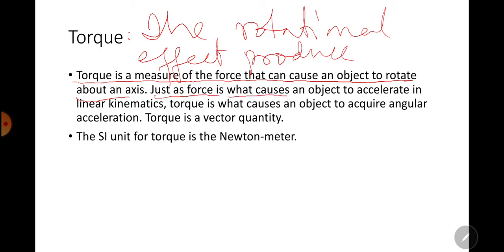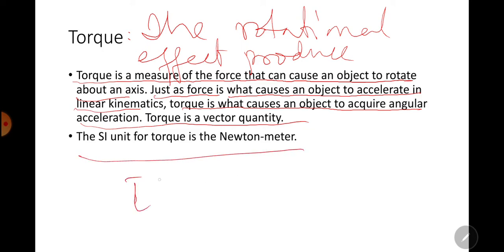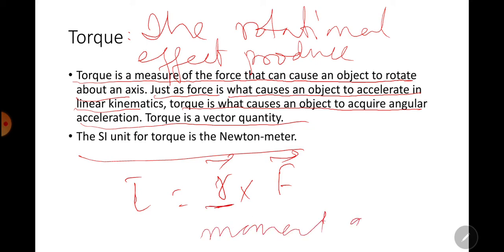just as force is what causes an object to accelerate in linear kinematics. Torque is what causes an object to acquire angular acceleration. Torque is a vector quantity. The SI unit of torque is newton meter. Torque is the cross product of force and moment arm. This is the moment arm. This is the force.